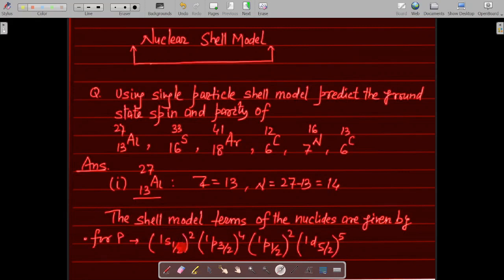1s 1/2 2, 1p 3/2 4, 1p 1/2 2, 1d 5/2 5. This will be the nuclear configuration of aluminium with respect to protons. This will be the nuclear configuration of aluminium with respect to protons, right? So it will be like this.